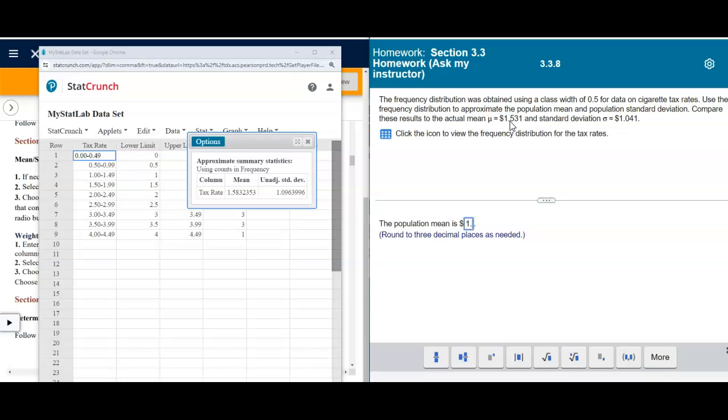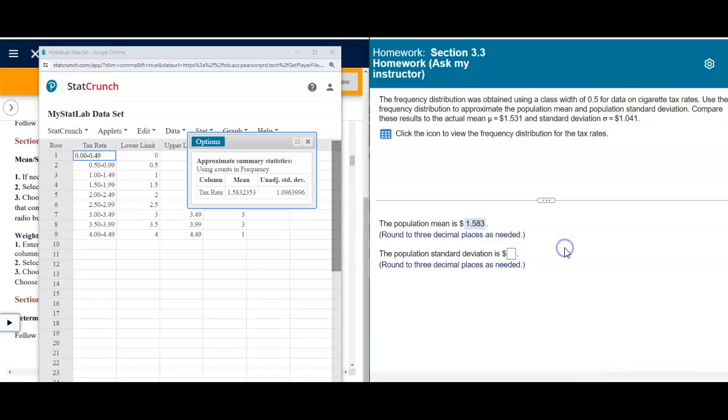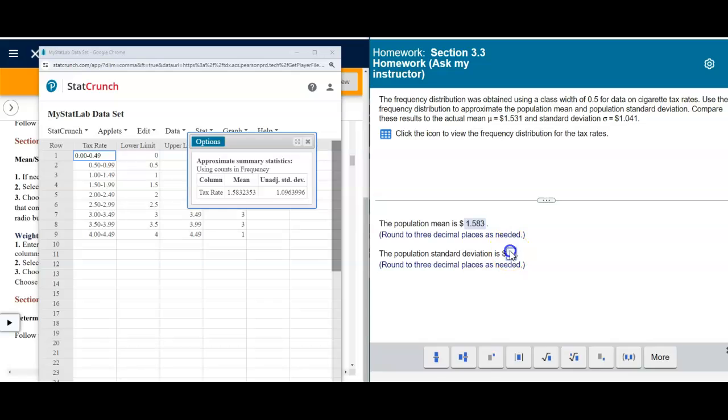And it says to round to 3 decimal places, so 0.583. Well done. And then the population standard deviation, remember that means it's our unadjusted. Again, 3 decimal places, 1.096.